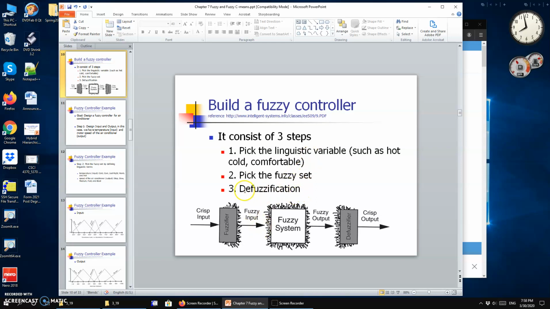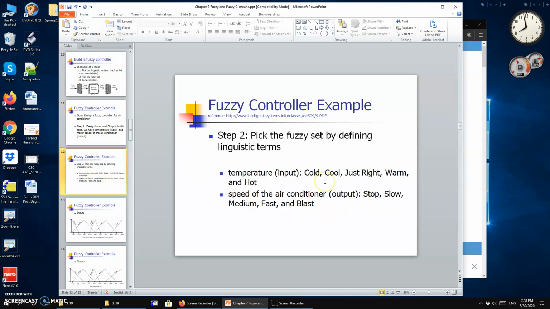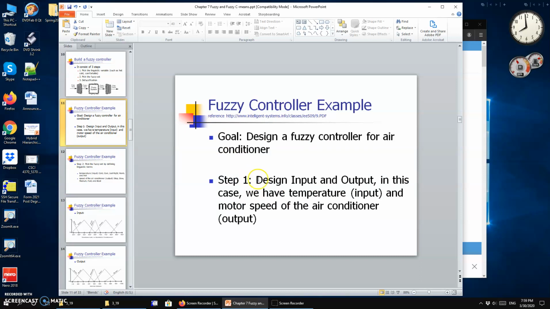And finally, we have one important step called defuzzification. So let's take a look at this example a little bit deeper. If we want to design a fuzzy controller for an air conditioner, first of all, we need to design the I/O, input and output. For this case, we have temperature as the input and the motor speed of the air conditioner as the output. While we try to do that, we need to gather a lot of information from humans for the very first step.